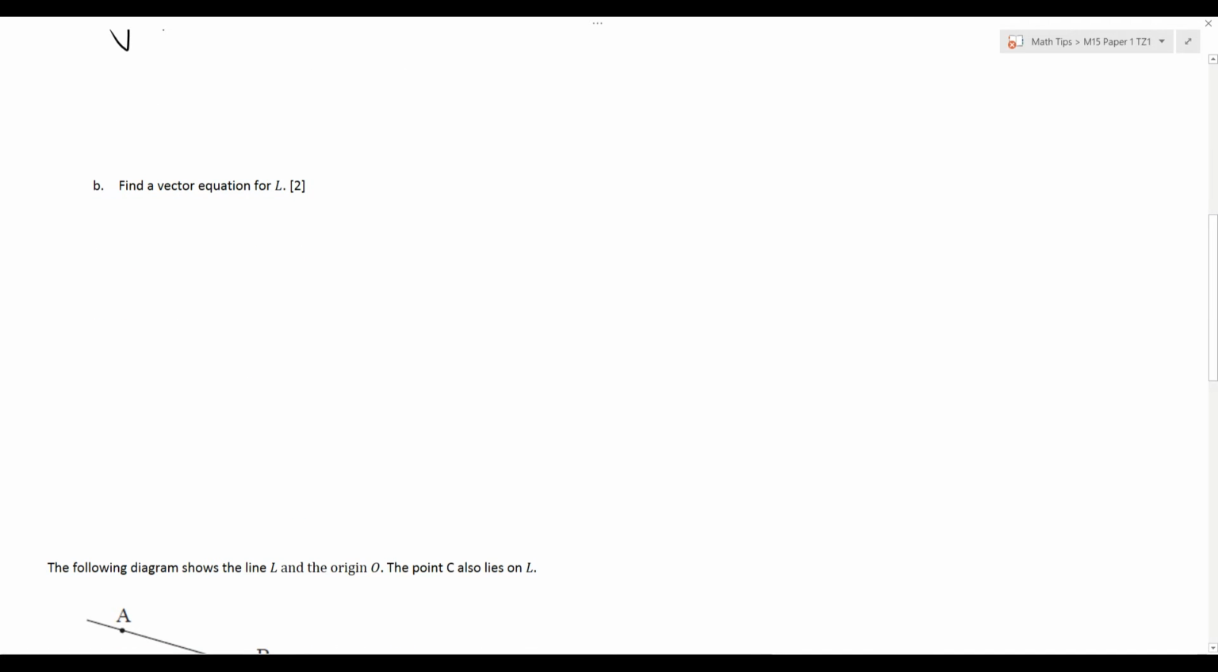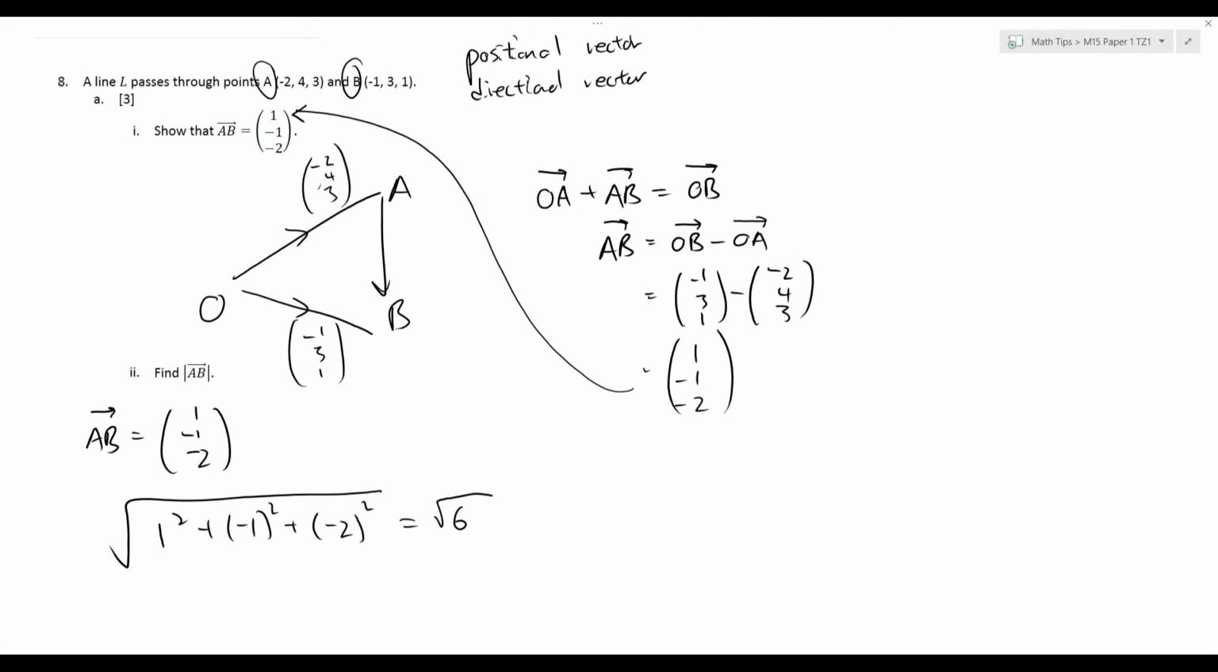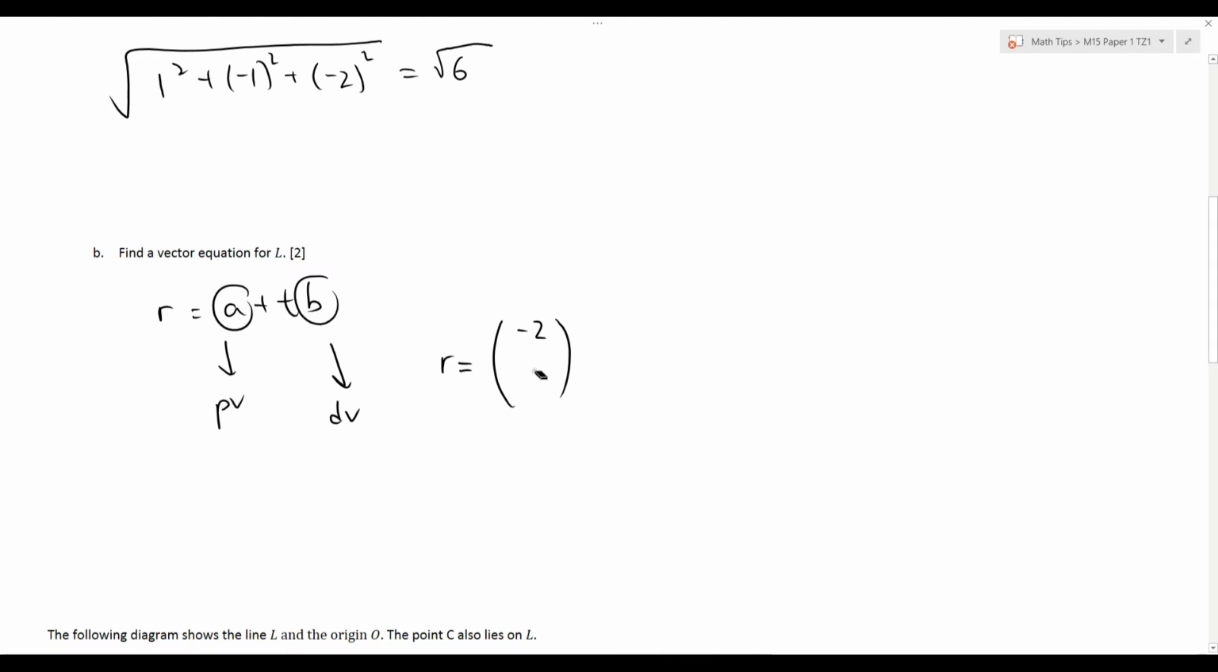Find a vector equation for L. Any vector equation usually requires you to write something such as r equals a plus tb, where a is your positional vector and b is your directional vector. So in this case, r will simply be equal to (-2, 4, 3), plus t times our directional vector AB, which is (1, -1, -2). It is as simple as this.